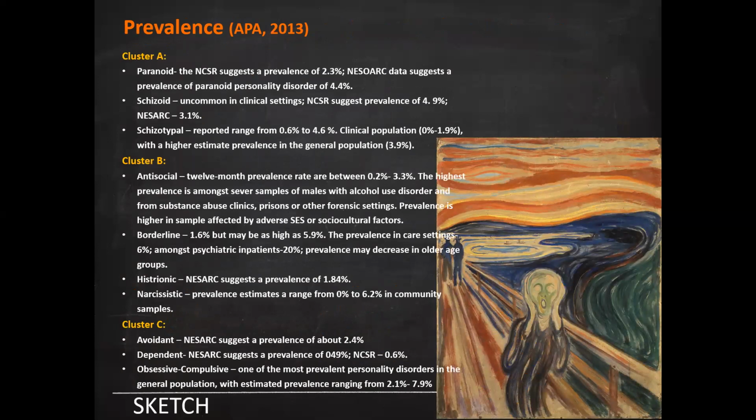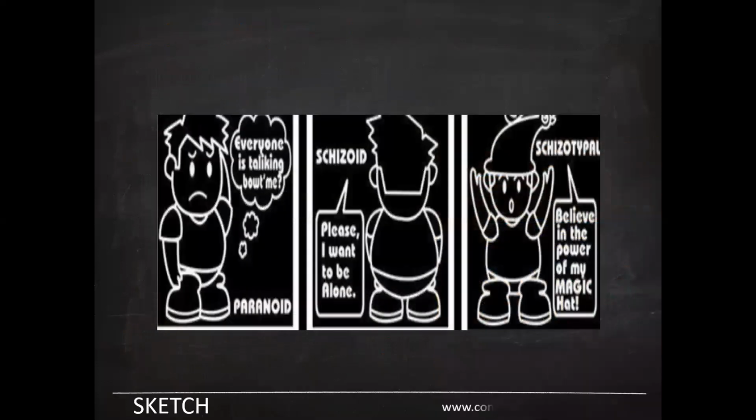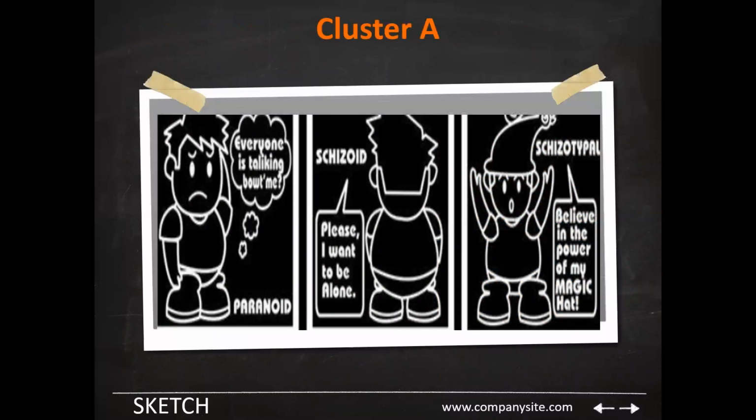Here's a slide with the prevalence for each cluster and each personality disorder from cluster A. I want to jump right into cluster A of personality disorders, which include paranoid, schizoid, and schizotypal personality disorders.